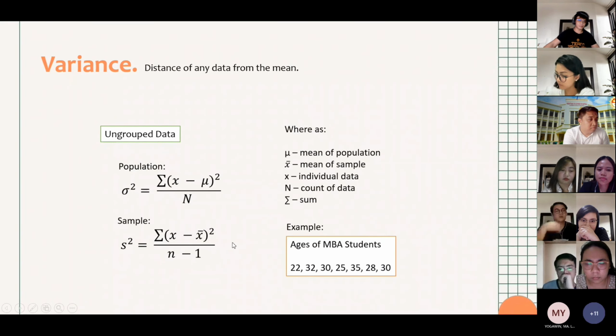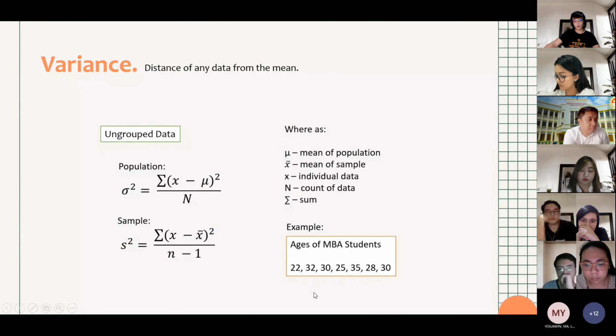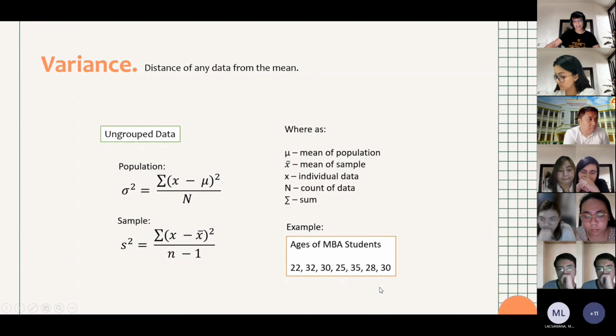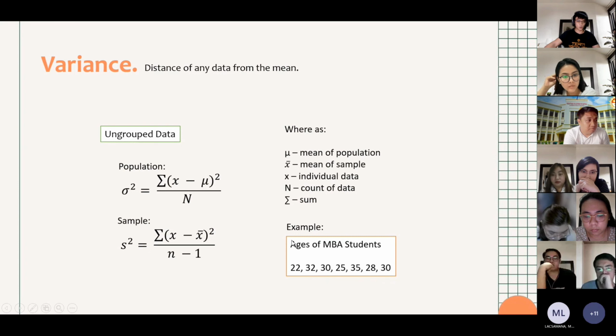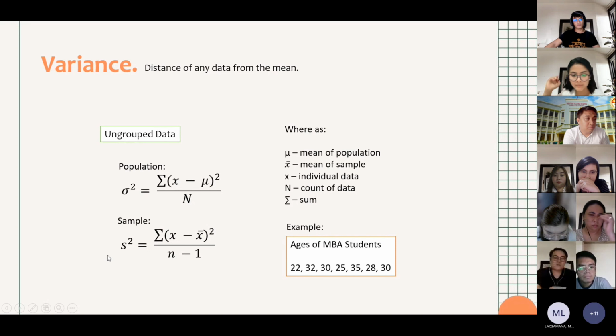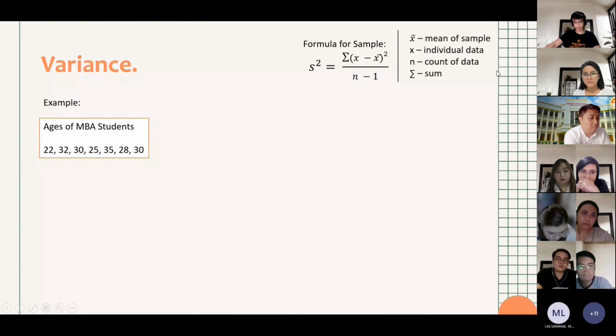Okay, for example, the ages of MBA students are 22, 32, 30, 25, 35, 28, and 30. So since our example is only a sample set, hindi siya whole population, is only a sample set, ang gagamitin natin formula is the formula for sample, which is this one. Okay. So I'll just leave it here for our reference. This is going to be our formula.